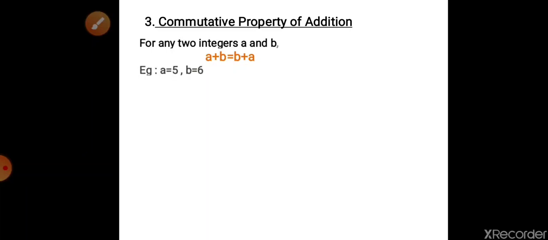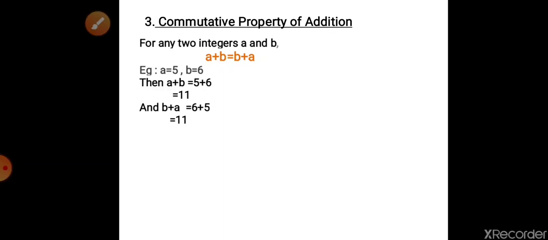Now, the next property we have is the commutative property of addition. It's very easy as well. It states that for any two integers a and b, a plus b equals b plus a. Now, we will take examples to understand it better. Suppose a equals 5 and b equals 6. Then a plus b will be equal to 11. It's simple addition. And then b plus a is also going to be 11.